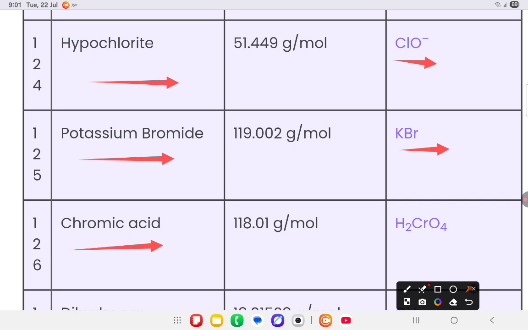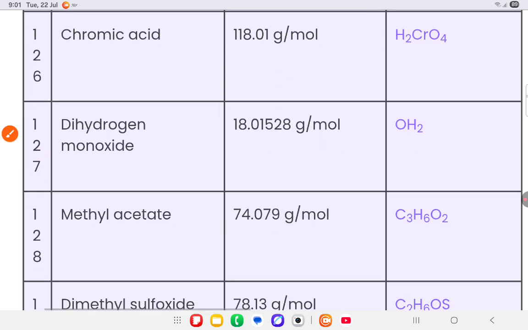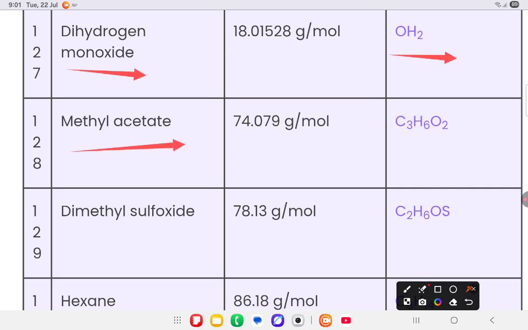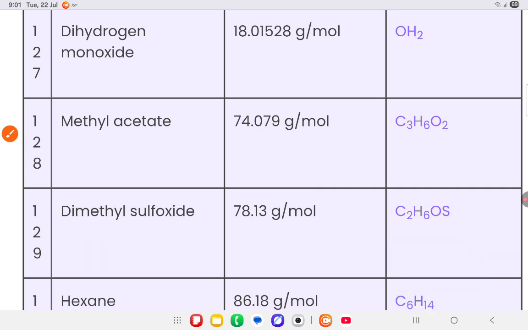Chromic acid, H2CrO4. Okay, next one, dihydrogen monoxide, that is H2O. Methyl acetate C3H6O2. Dimethyl sulfide C2H6OS. Then hexane.